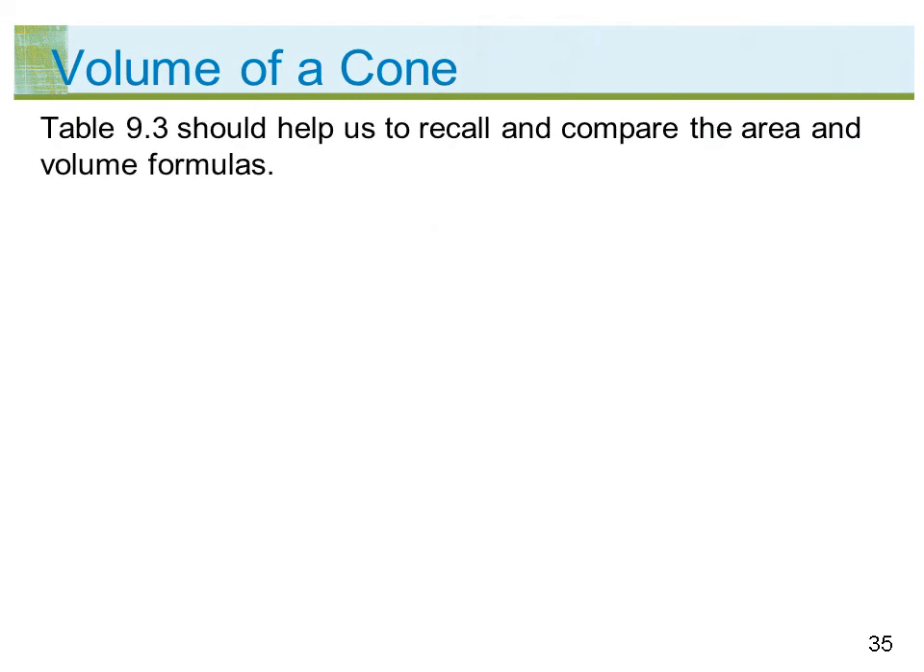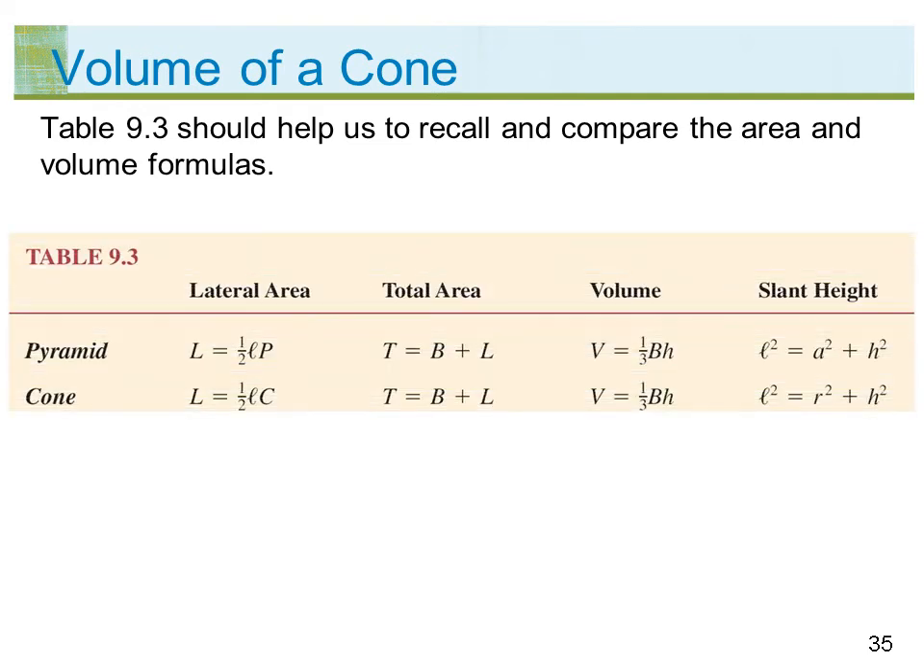Table 9.3 should help us to recall and compare the area and volume formulas. Table 9.3, pyramid, lateral area, capital L equals 1/2 L capital P. Total area, capital T equals capital B plus capital L. Volume, capital V equals 1/3 capital BH. Slant height, L² equals a² plus h².